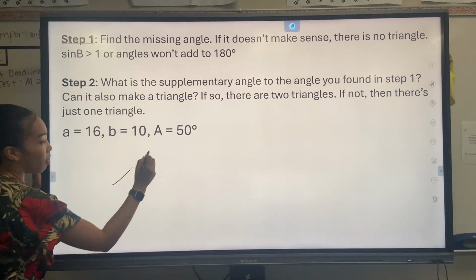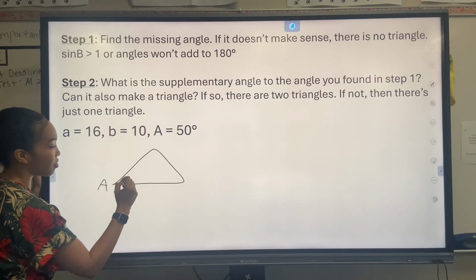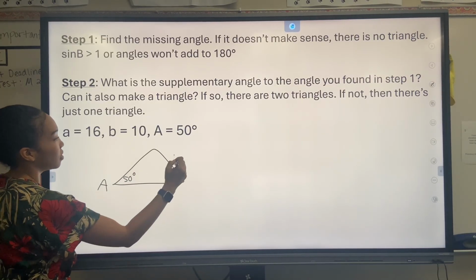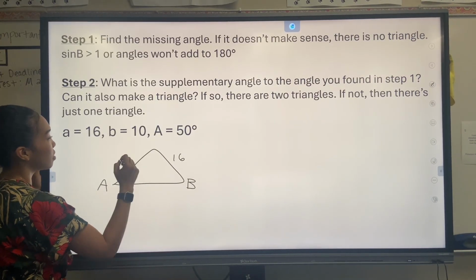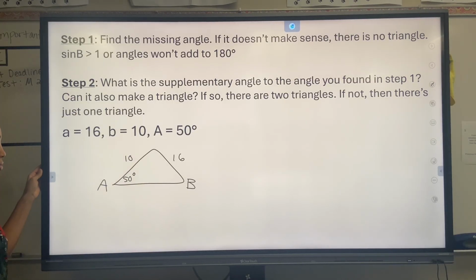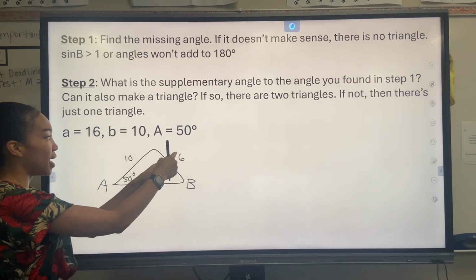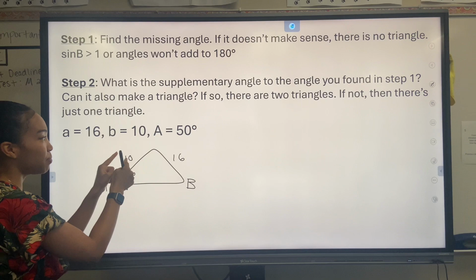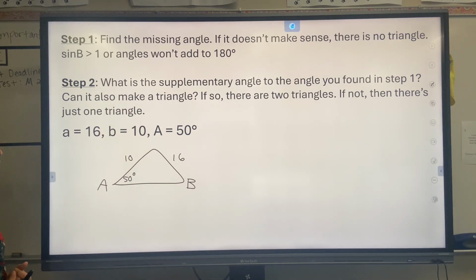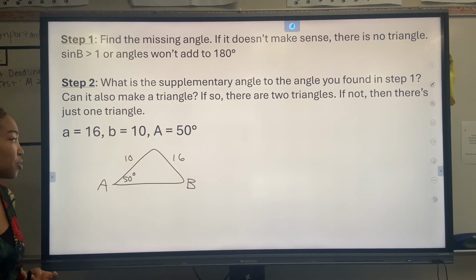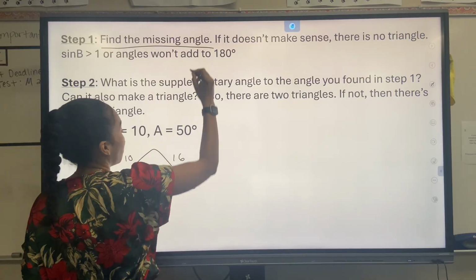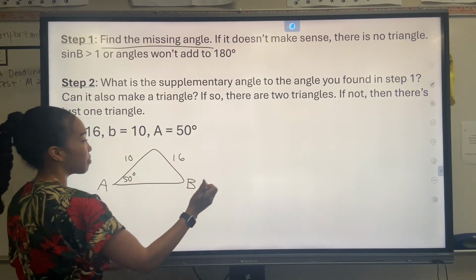I'm gonna go ahead and draw this. So I'm gonna say angle A is 50 degrees, this side is 16, this is B, this is 10. As long as angle A is across from side A and angle B is across from side B, your triangle is correct, the way you drew it. Okay, so I need to find the missing angle first. So let's find angle B.